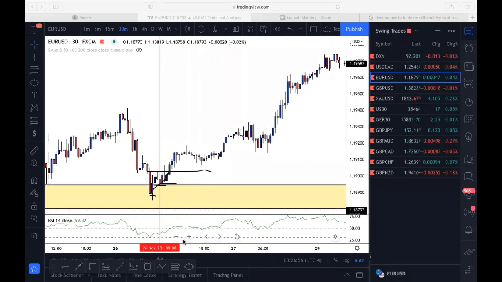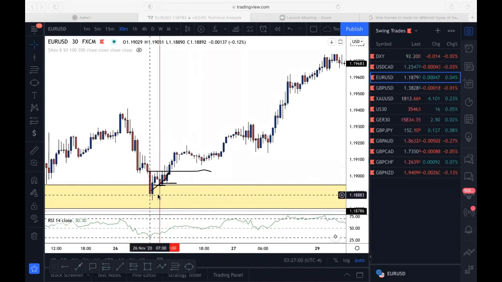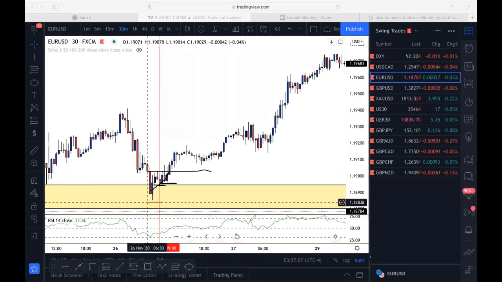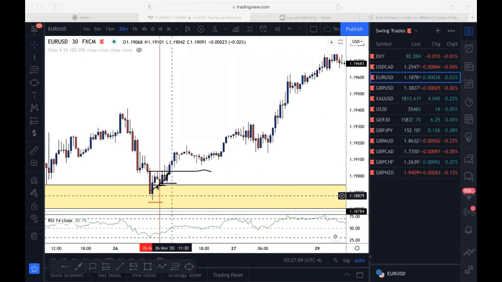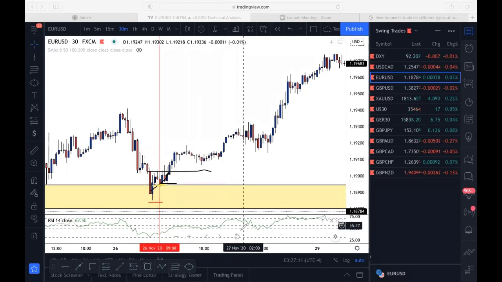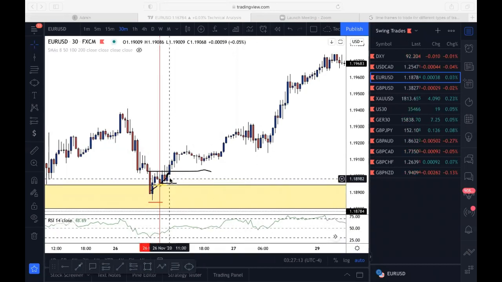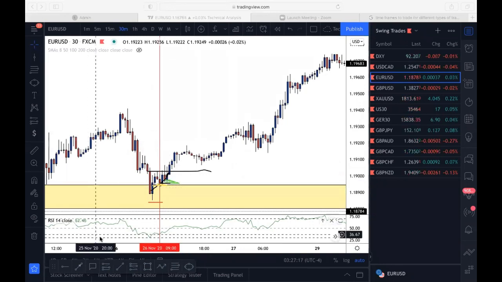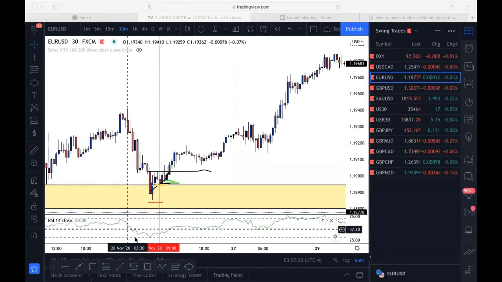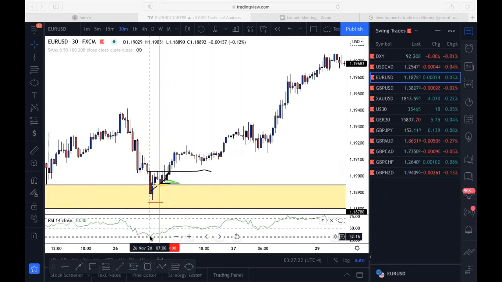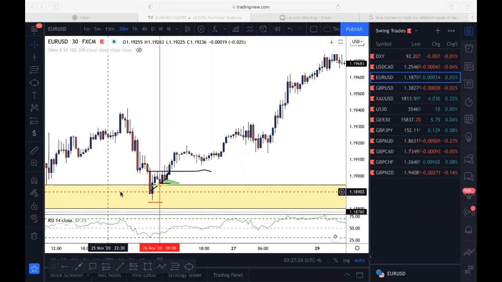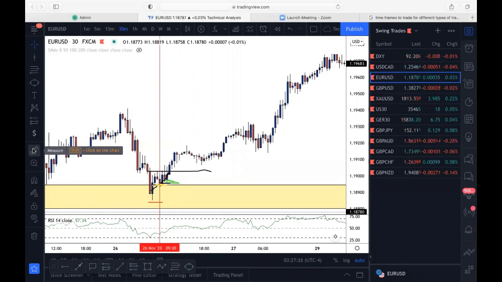Let me probably change the color for you guys. So I have my red, yellow, my green. I know this area was broken and retested. I see that momentum is pushing to the upside.